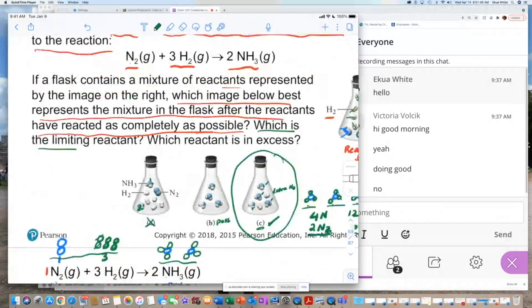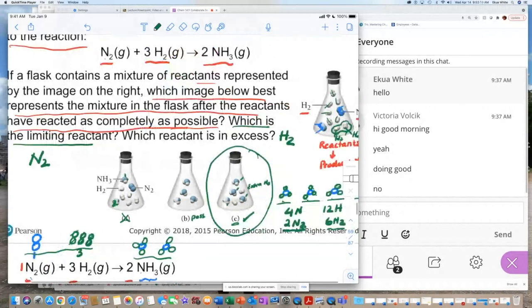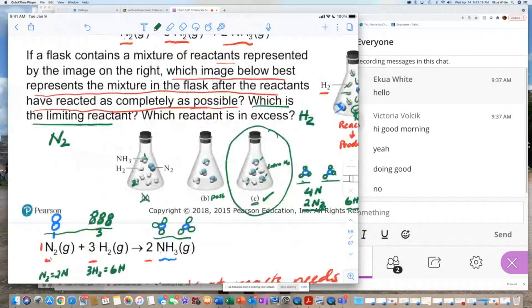Which is the limiting reactant? That would be N2 because I could have made more NH3s if I just had more N2, but my N2 ran out. Then which is excess? H2. They're not asking you how much, right? So yeah, I could have had more H2, but I just ran out of the N2. So by virtue of that, N2 is limiting, H2 is excess.